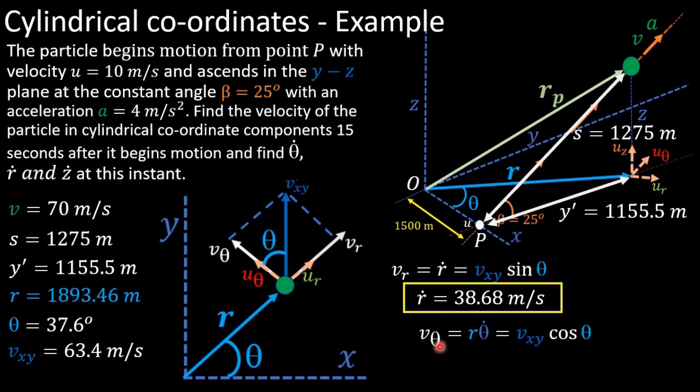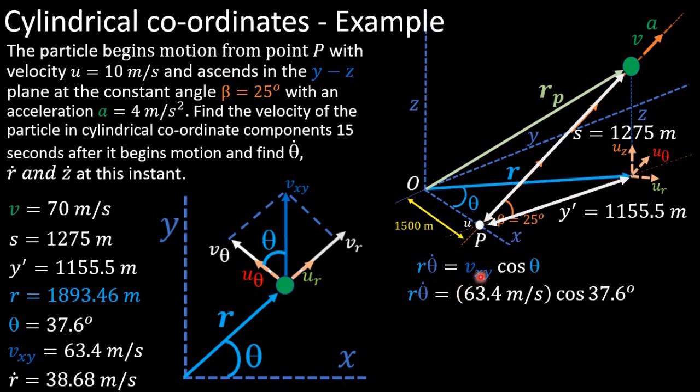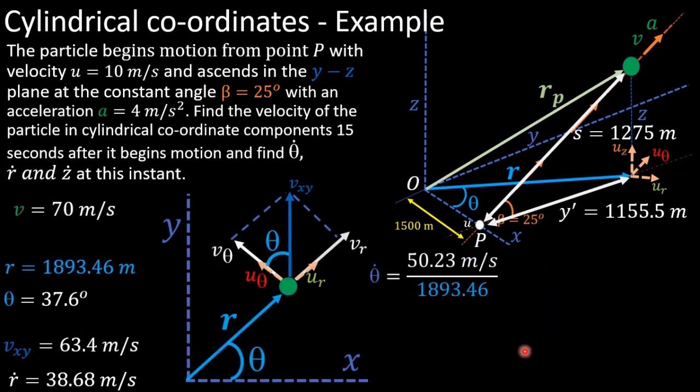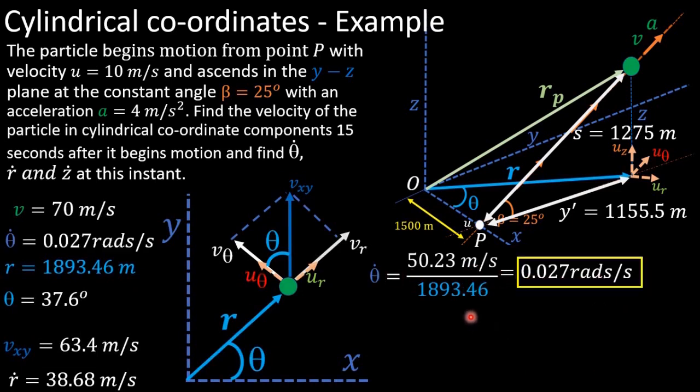I know that v sub theta equals r times theta dot, which is also equal to v sub xy times cos theta. v sub xy has a component in the u sub theta direction, which is v sub theta. So r times theta dot equals v sub xy times cos theta. Putting my numbers in, I get r times theta dot equals 50.23 meters per second. Then rearrange that for theta dot and substitute r in. Continuing on, I get theta dot equals 0.027 radians per second, and I'm going to store that here.